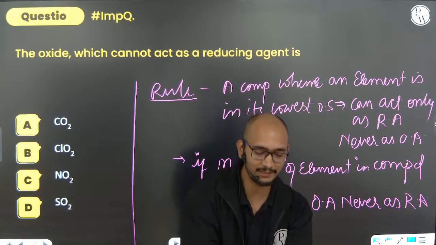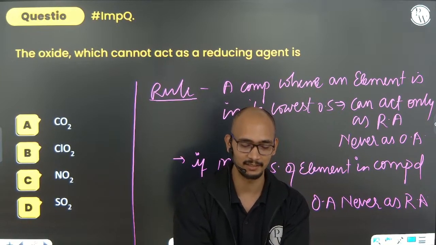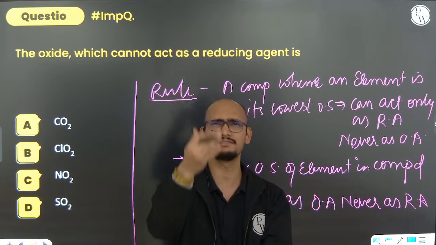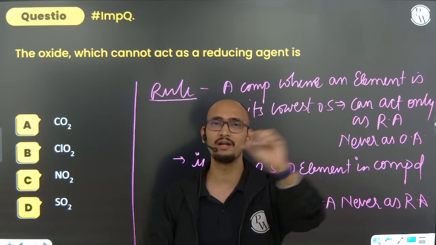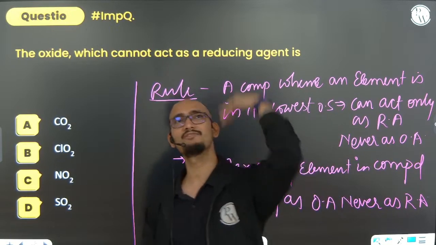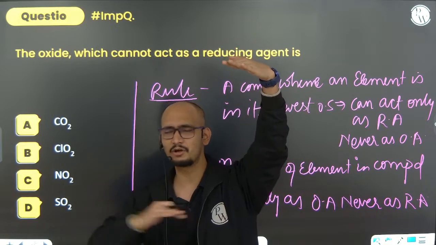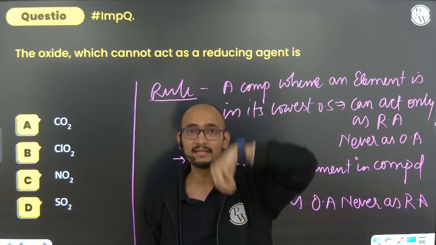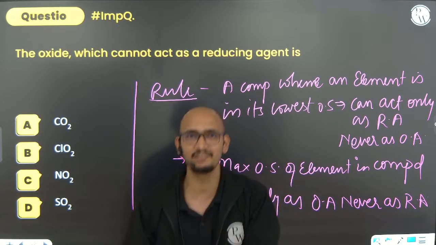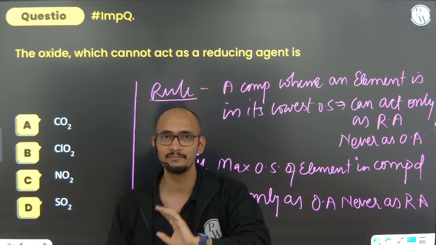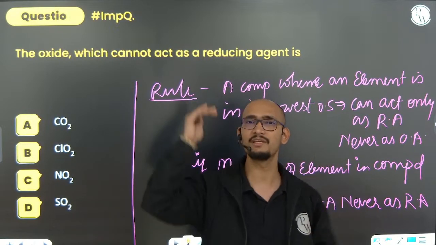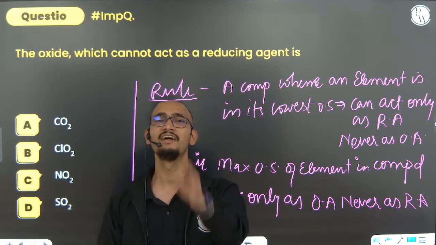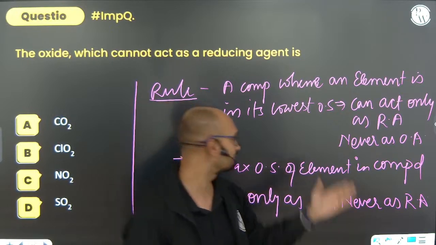If something is already in the minimum oxidation state, can it go lower than that? No, it can only go up. That means it can only get oxidized, and something that gets oxidized is called a reducing agent. But what if something is already in the maximum oxidation state? It cannot exceed it, so it has only the option to come down, to decrease the oxidation state. And if something decreases its oxidation state, it gets reduced, and something that gets reduced is called an oxidizing agent. Understanding it? So if something has the maximum oxidation state, it will only act as an oxidizing agent. If something has the minimum oxidation state, it will only act as a reducing agent. As a rule, we have made that, right?